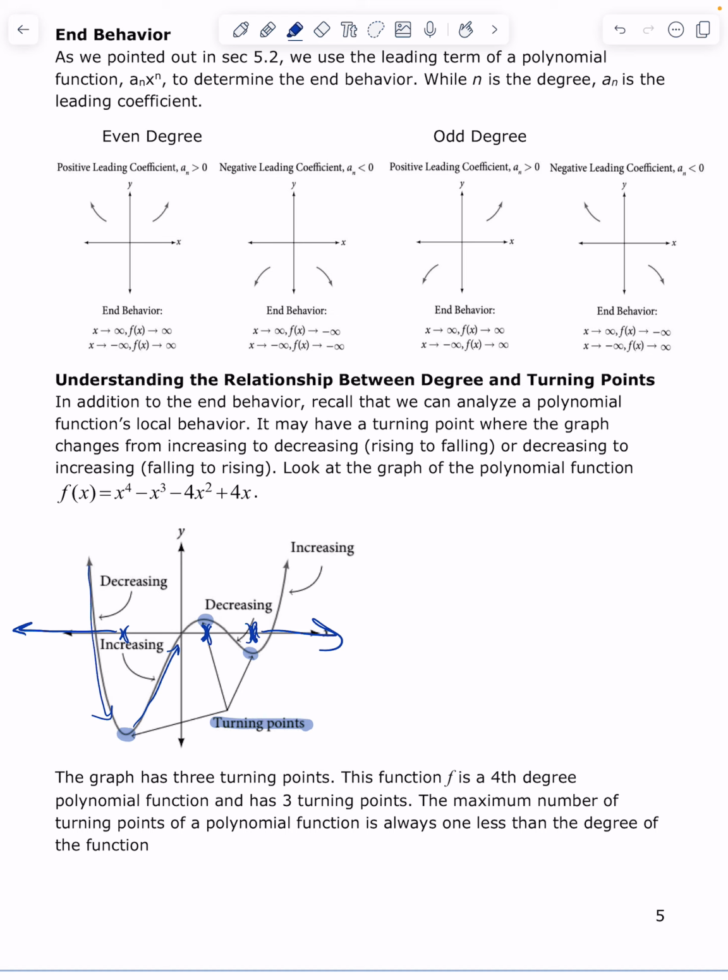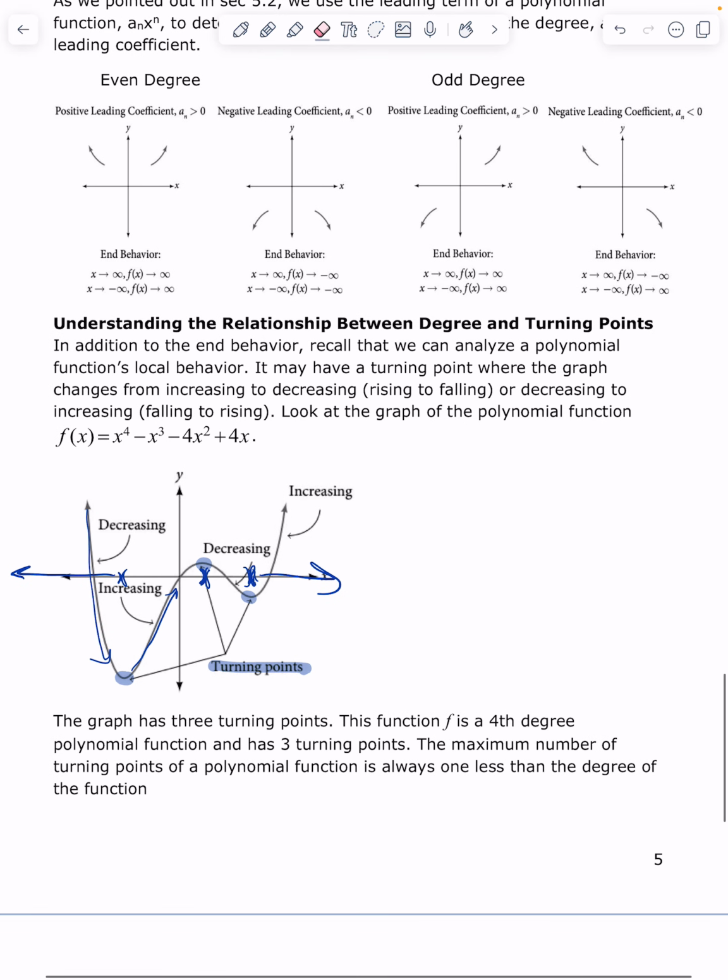We know there are always one fewer turning points than the degree of the polynomial. So the one we're looking at here is a 4th degree polynomial. The highest exponent, the highest power is a 4, which means we are going to have 3 turning points, and here are our 1, 2, 3 turning points.